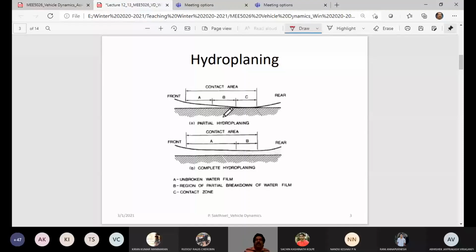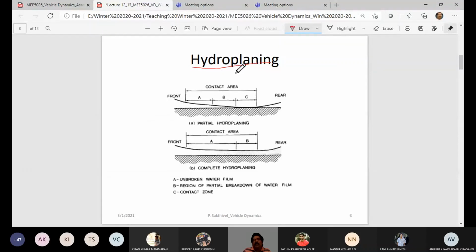Going to understand something called hydroplaning. So hydroplaning is the complete lifting of your vehicle's tire-wheel interaction from the road surface. That is what describes hydroplaning. So how can it be happening when you are driving?